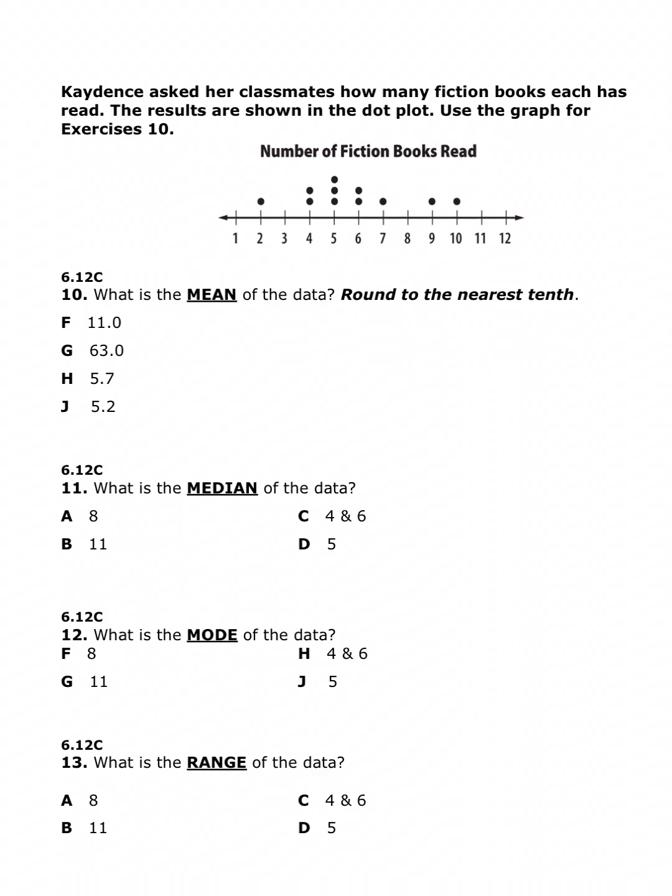Cadence asked her classmates how many fiction books each has read. The results are shown in the dot plot. Use the graph for exercises 10. Number of fiction books read. 10. What is the mean of the data? Round to the nearest tenth. 11. What is the median of the data? 12. What is the mode of the data? 13. What is the range of the data?